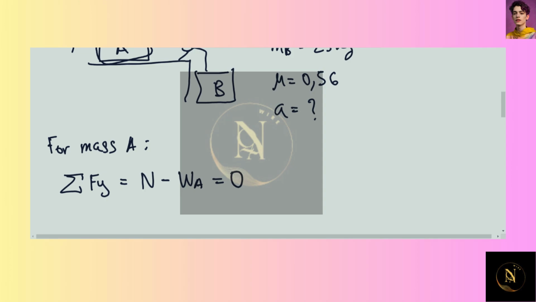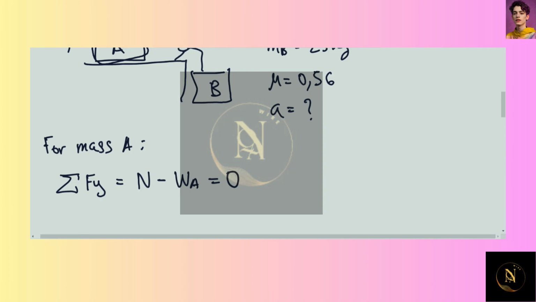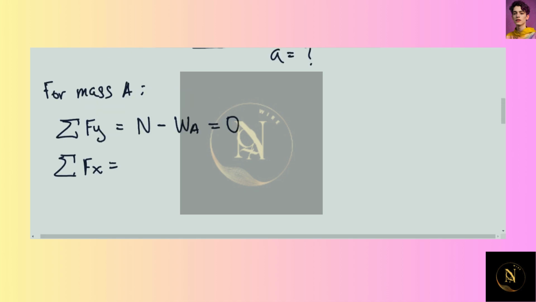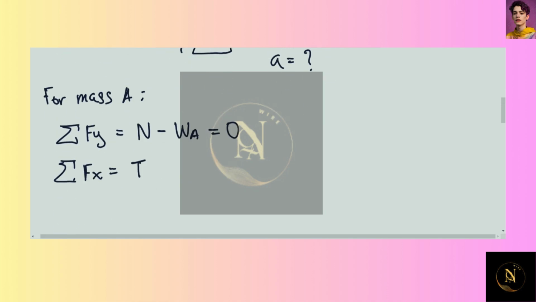So for mass A, in the y component we have the normal force minus the weight of A. In this case, it is not moving in the y component. And for the x component, we have a tension that we set as positive minus the friction force. We're going to simply put it as how it is defined. So the friction force is the normal force.